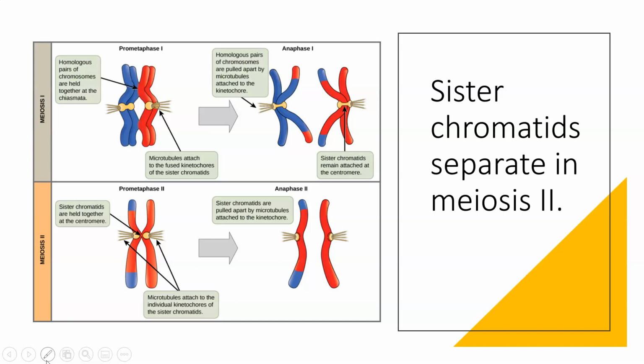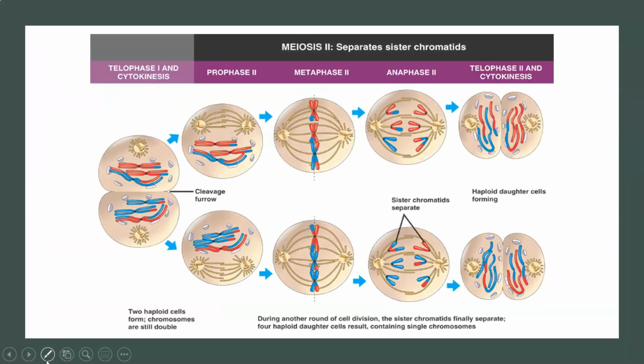Okay, so then our sister chromatids then separate in meiosis 2. Okay, so here you can see how the microtubules attach to the centromere and pull that chromatid, the chromosomes apart. Those sister chromatids are now pulled apart to the poles of the nucleus.